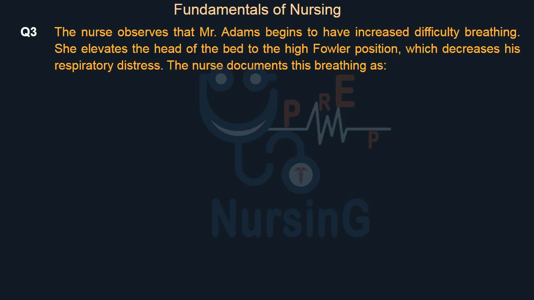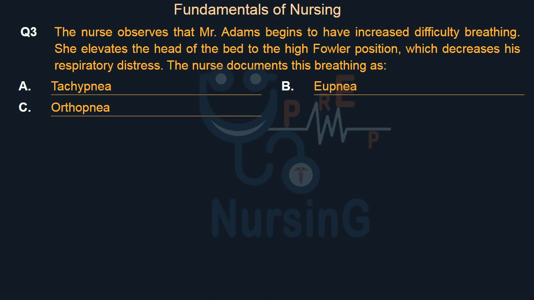The nurse observes that Mr. Adams begins to have increased difficulty breathing. She elevates the head of the bed to the high Fowler position, which decreases his respiratory distress. The nurse documents this breathing as Option A. Tachypnea. Option B. Eupnea. Option C. Orthopnea. Option D. Hyperventilation. Right answer is Option C.